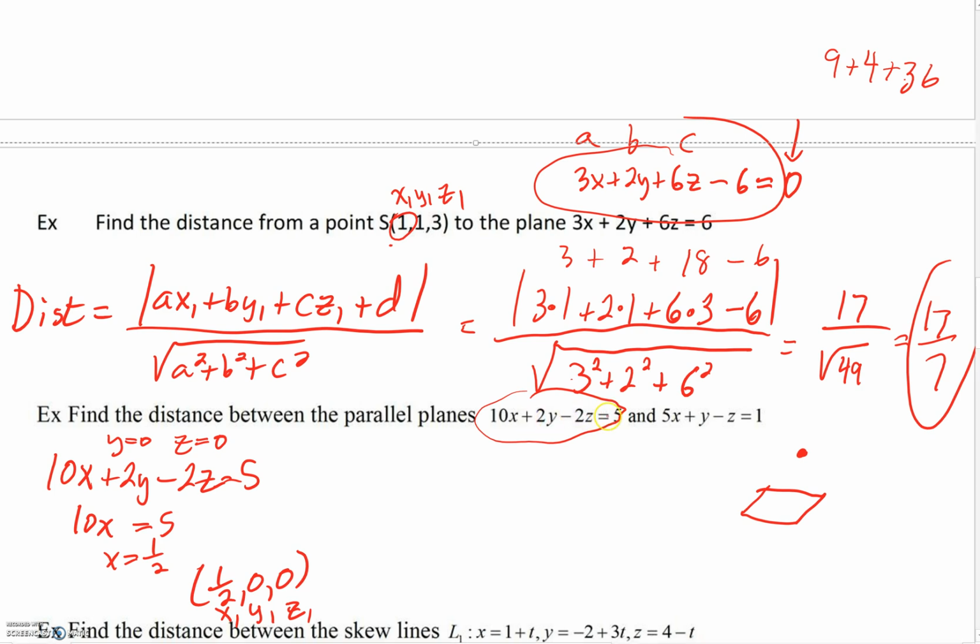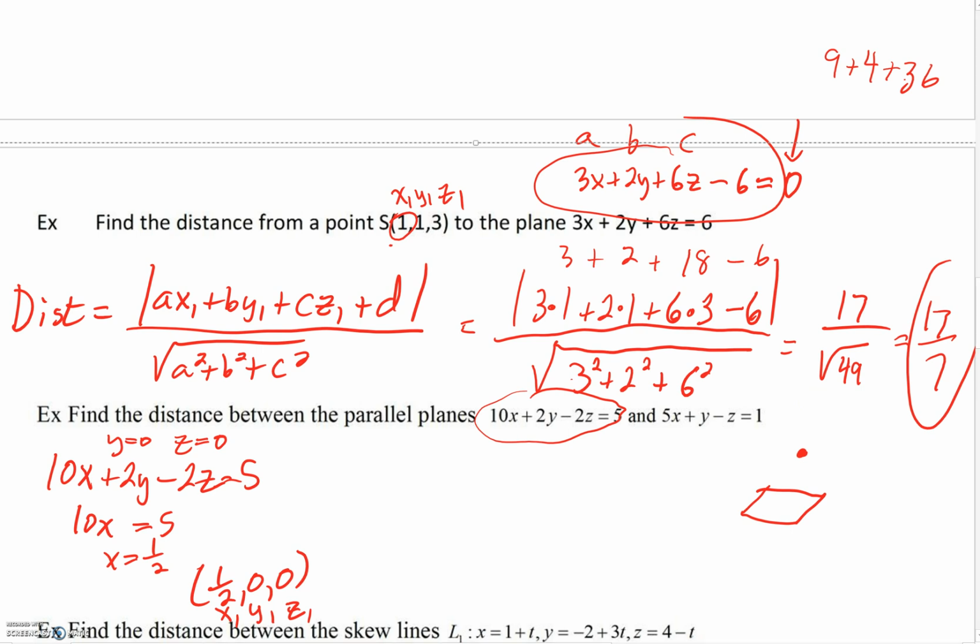We had the plane 10x plus 2y minus 2z equals 5. We decided to choose some friendly values for y and z, namely 0, and solving for x, then we'd get 1/2. So there are infinitely many points on that plane. Right now, though, we have the point (1/2, 0, 0).